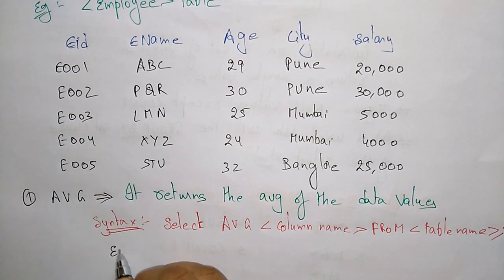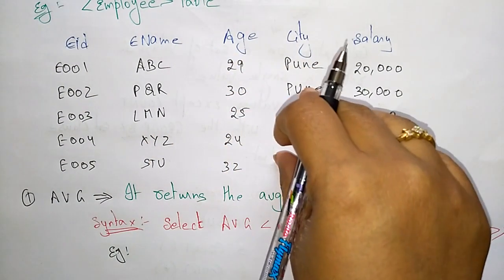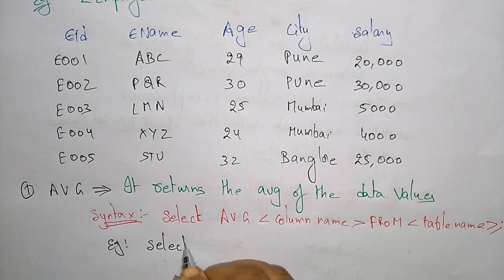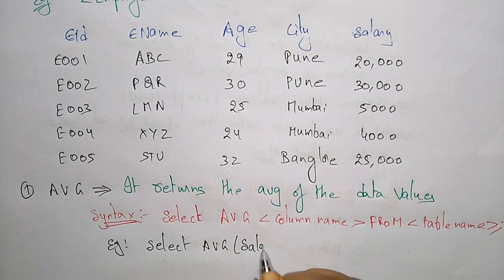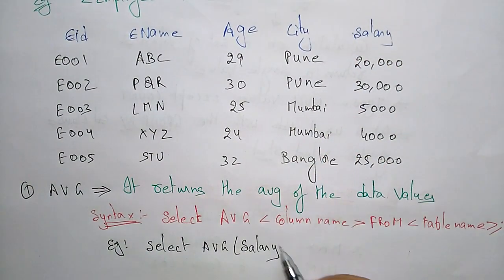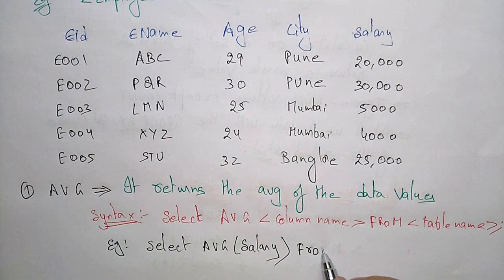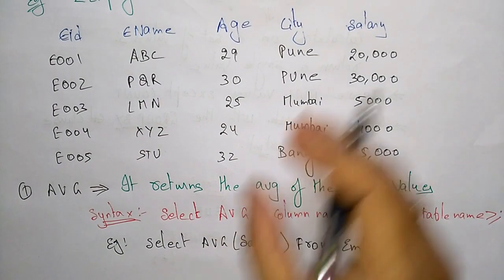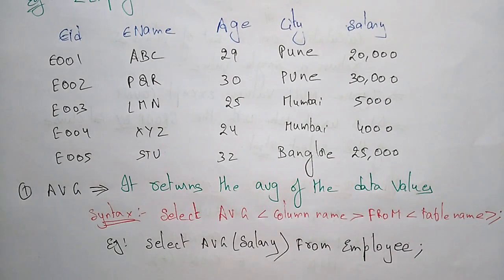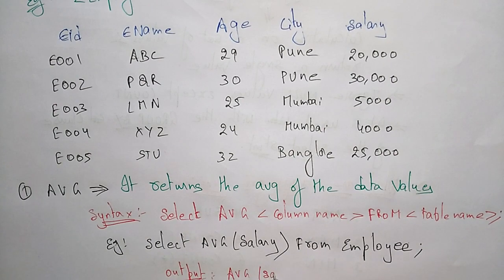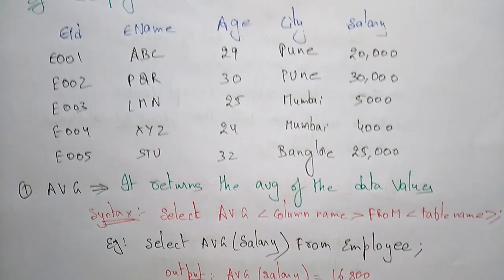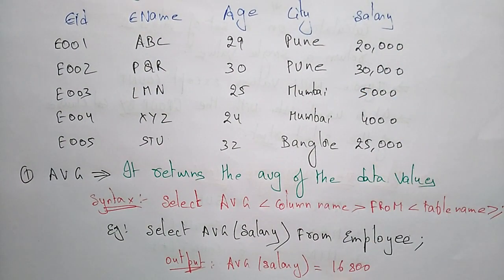Now let us take one example. With the help of this table, I am calculating the average. Select average of the column salary from the employee table, that is, select AVG salary from employee. This is the syntax to calculate the average of a given column. What will be the output? The average of salary is 16,800. So the average of this column in this table is 16,800.